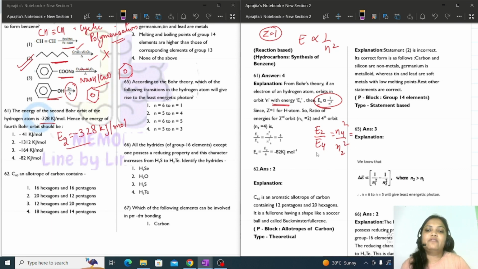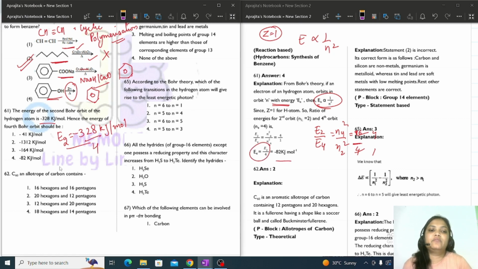So here we will write 16 upon 4, which is 4 upon 1. So E4 will be E2 divided by 4. We divide it by 4 and we get minus 82 kilojoule per mole. So the energy is inversely proportional to the square of the orbit number.